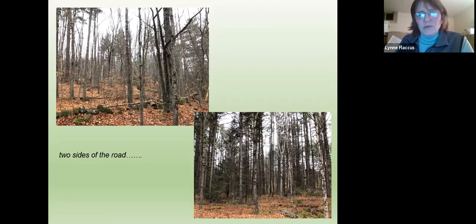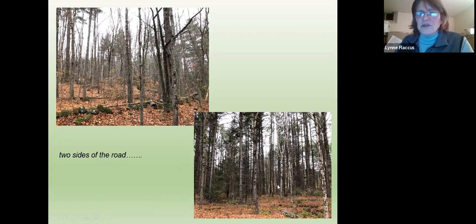Standing in a road, looking on opposite sides of the road. This is near my house. On one side, if you look at this forest, it's mostly deciduous trees and hardwoods. A little bit of beech and maple in there, some oak. There's some pine in the background. If I turn and look the other way, this is what I see on the other side.